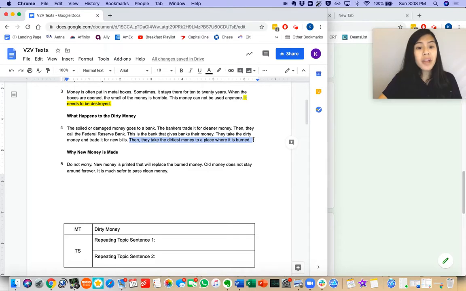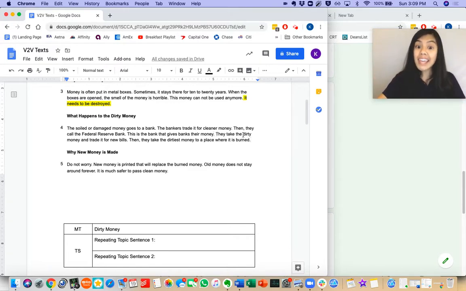So that's what happens to the dirtiest money, but what about most of the other dirty money? Let's double check the rest of the paragraph to look for which sentence includes all of those details. Then they call the Federal Reserve Bank. Doesn't tell me what happens to the dirty money. This is the bank that gives banks their money. That sounds like bonus information.